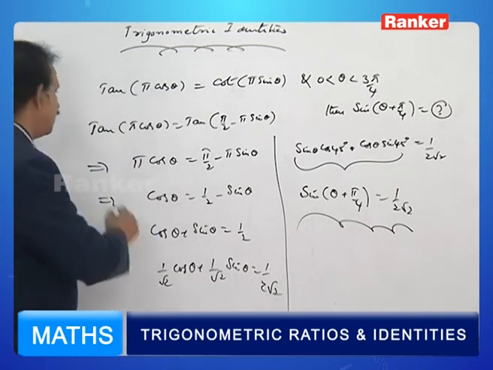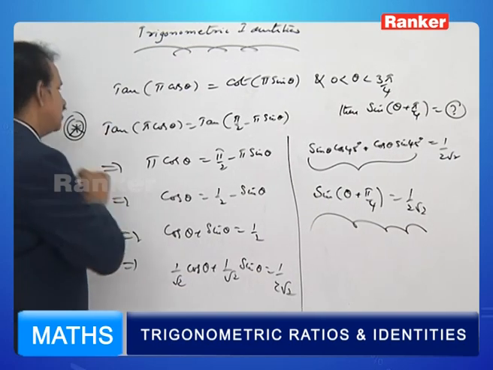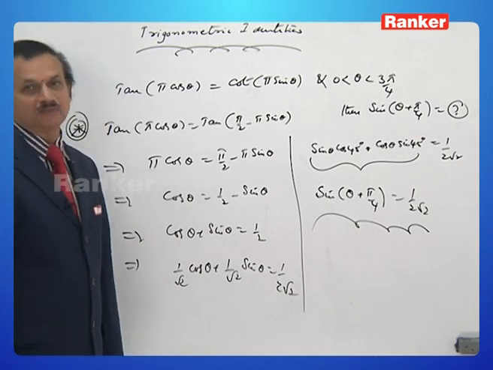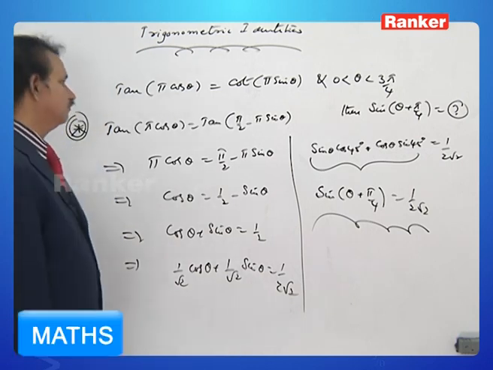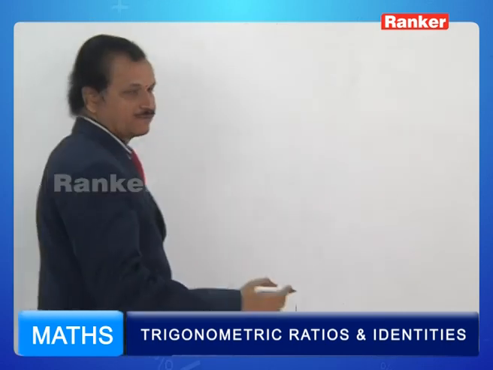And this simple idea of course gives us the answer. Tan of pi cos theta is equal to tan of pi by 2 minus pi sin theta. Well done. This is the answer. Observe the steps carefully.